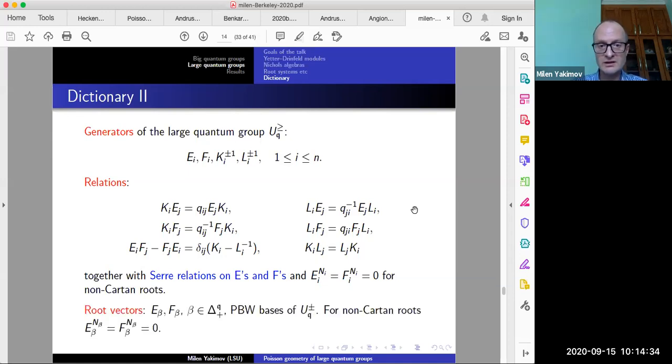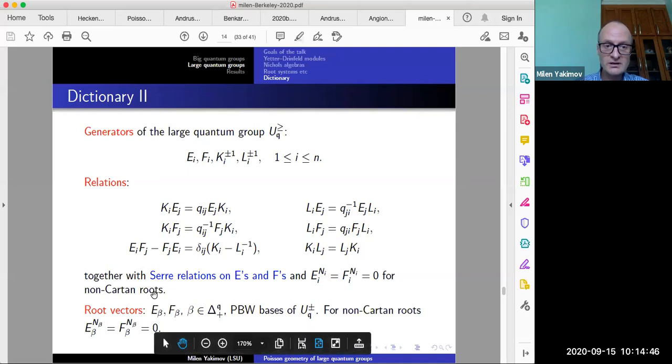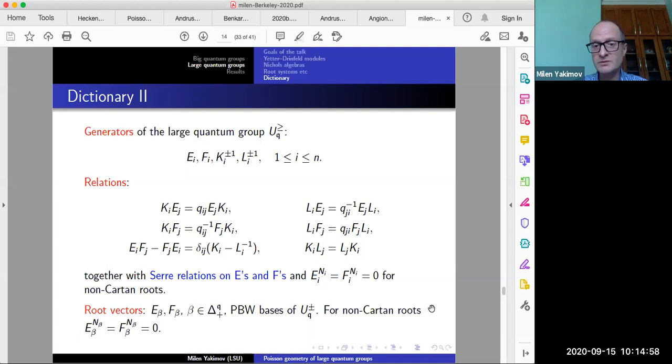And in this generality, one can define root vectors for our algebra. So we do have a PBW basis of the positive and negative part. Again, it's done in terms of the root vectors E_beta and F_beta, but for the non-Cartan roots, certain powers of those will be equal to 0. So that would be part of our algebra. Like in the quantum sl(m|n), in the super case, one of the generators squared is equal to 0.